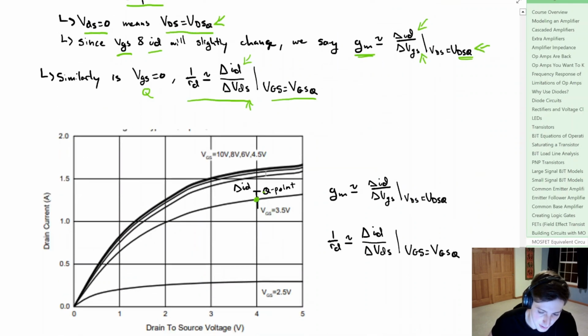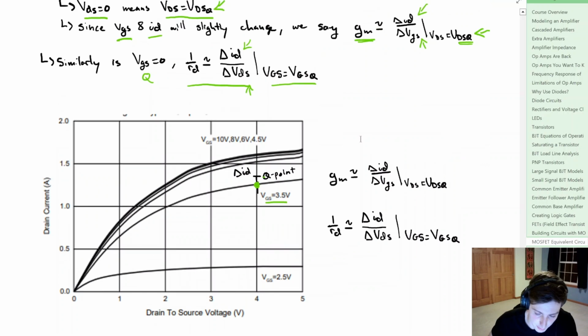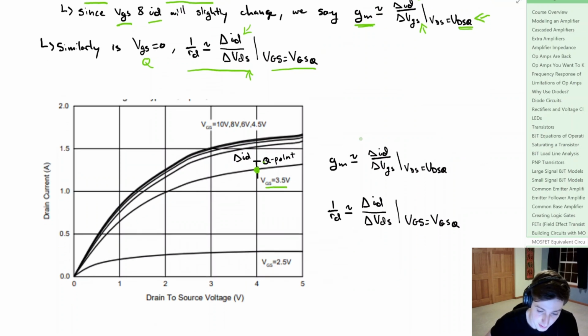So if we scroll down to the characteristic plot, what does this actually look like? Well, let's say that we have some Q point right here, and that's going to be at v_gs equal to 3.5 volts. And let's say from being able to find I_DSQ, we're able to find V_DSQ. So we know our Q point for v_ds. And we know as v_gs changes in the small signal, the drain current is also going to change. So let's say we have some range here. If we know how much v_gs is changing, we should be able to calculate how much i_d is changing, and then we can just divide those to get the transconductance.